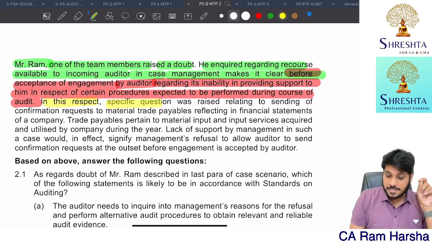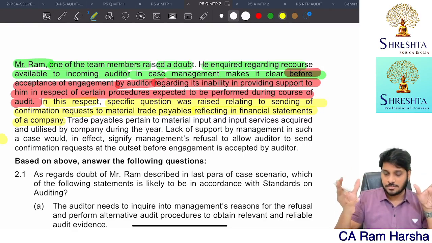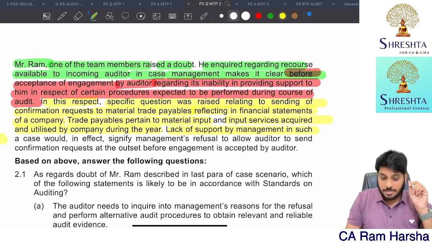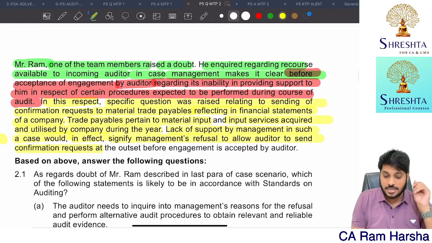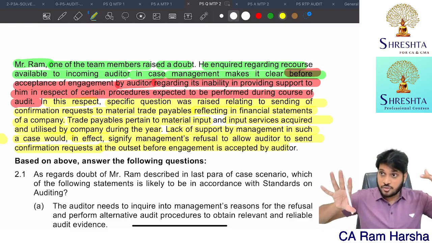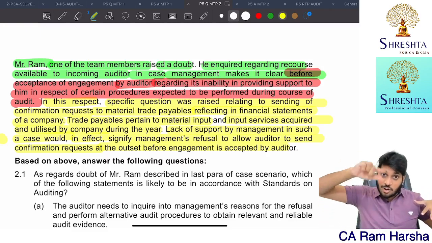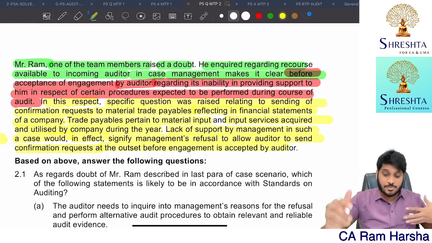In this respect, a specific question was raised relating to sending confirmation requests to material trade payables reflecting in the financials of the company. Regarding this, it's about trade payables. The company said it cannot cooperate. Trade payables pertain to material input services acquired and utilized by the company during the year. Lack of support by the management in such a case would in effect signify management's refusal to allow the auditor to send a confirmation request at the outset. So the auditor, if at all going further, has to send a confirmation request to creditors, but management at the beginning itself is saying no. Before accepting the audit itself, management is restricting. The auditor should not accept the audit.